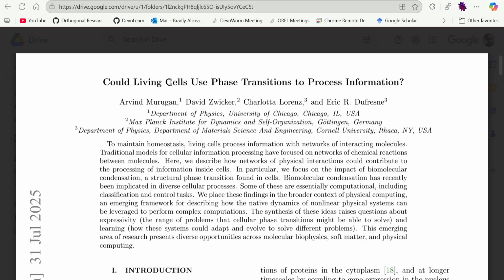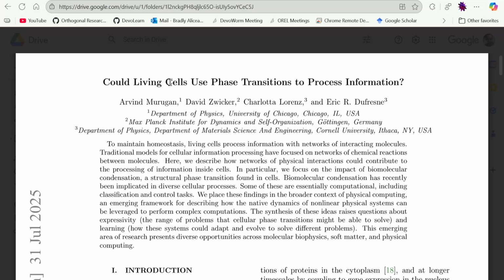Taking those signals and decoding them, like we talked about in the last paper with chemical and hardness cues for determining which direction to move, or the taxis. So that's kind of what we've been limited to. But what they're proposing here is that the networks of physical interactions might also contribute to the processing of information inside cells. So in particular, we focus on the impact of biomolecular condensation, a structural phase transition found inside cells.